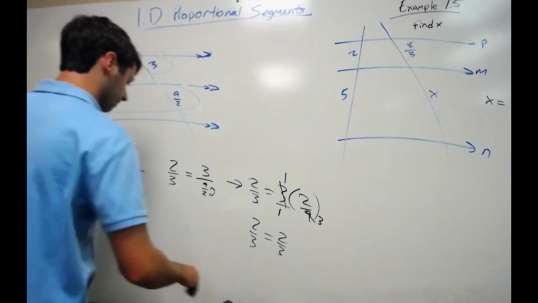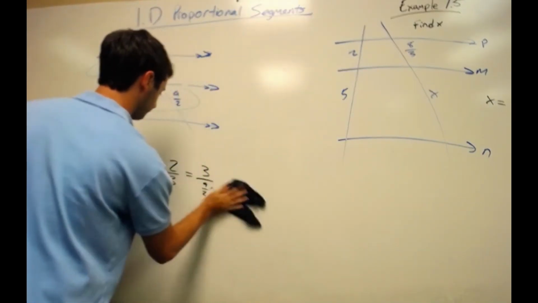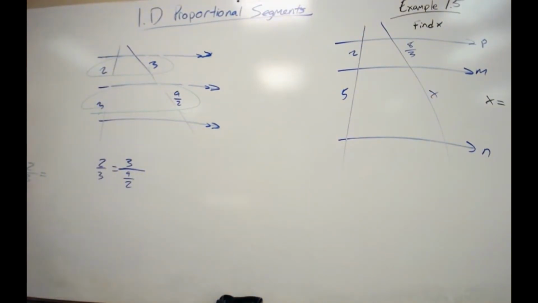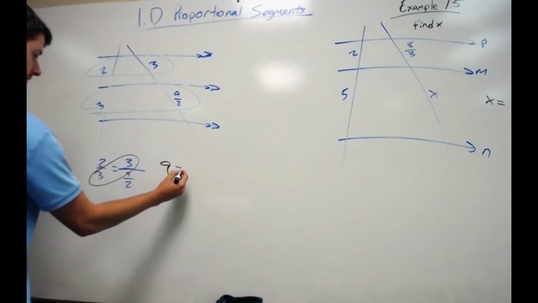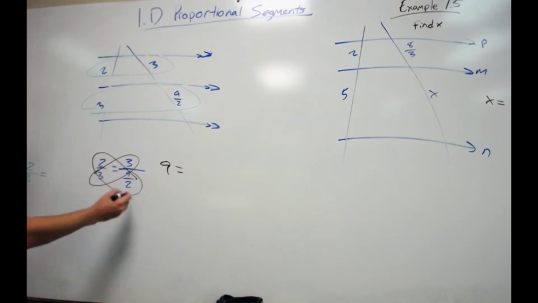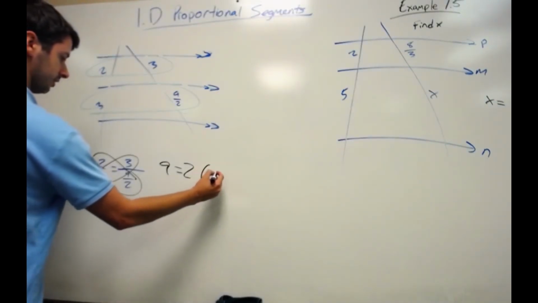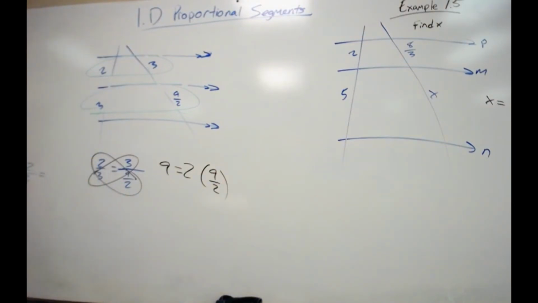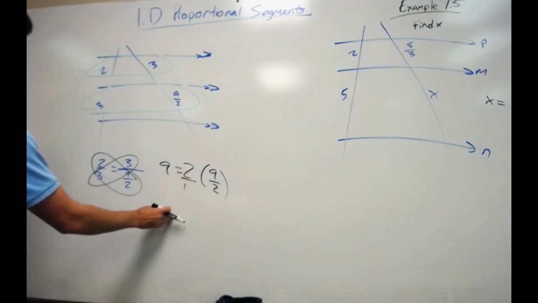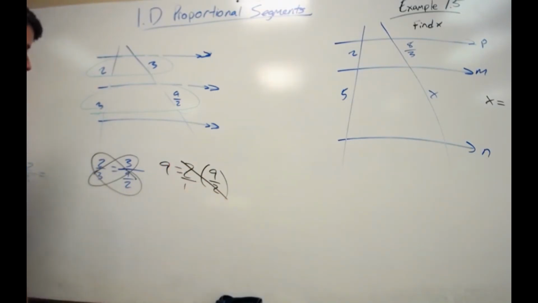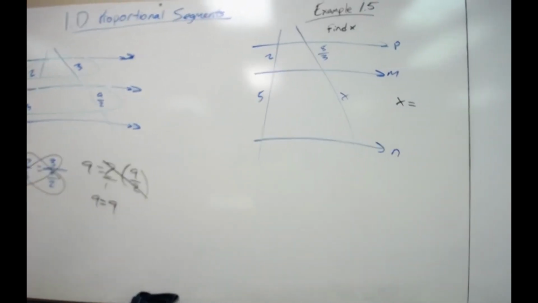Now, the way I would generally do it is cross multiplication. If I cross multiply here, I would have 3 times 3, that's 9 on one side, and then 2 times 9 over 2. Well, 2 is over 1, so the 2 and 2 are being multiplied, so they can cancel. Those cross out. So you're left with 9 equals 9, so therefore it is proportional. And that's proportional segments.